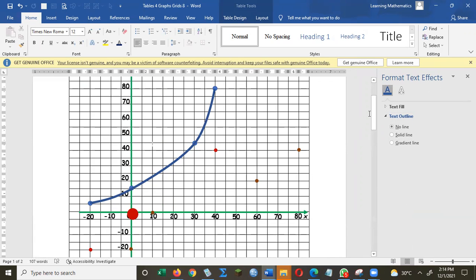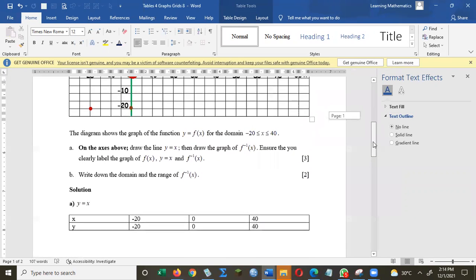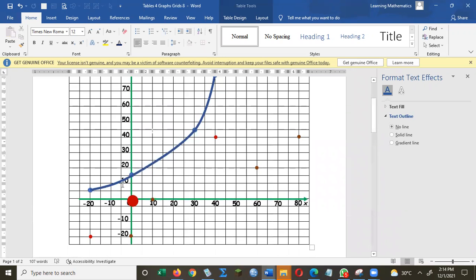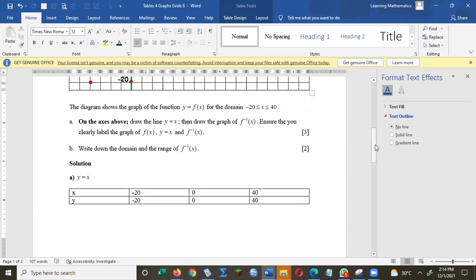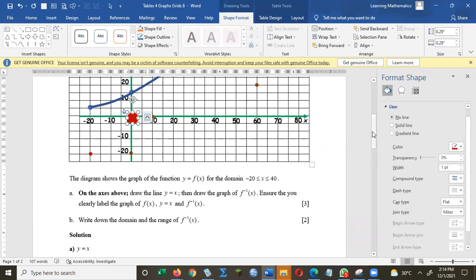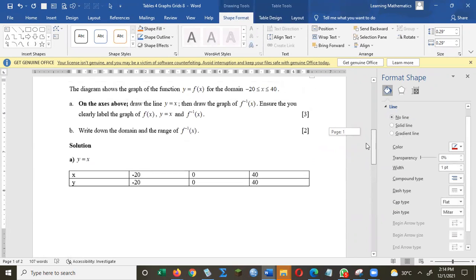But first of all, you have to draw the line y is equal to x. The line y is equal to x is the mirror line. To draw the mirror line, all you need to do is identify key points. Here it is done already. Y is equal to x. We use minus 20 equals minus 20, 0 equals 0. 0, 0 is very important. That's one of the main points you have to put for the line y is equal to x, and 40, 40.